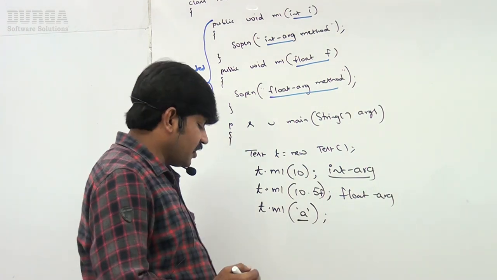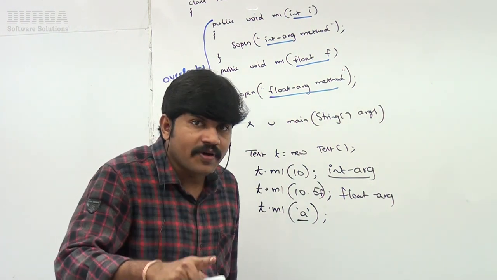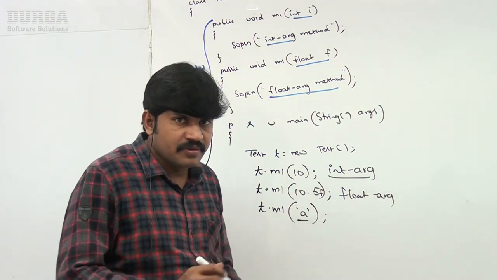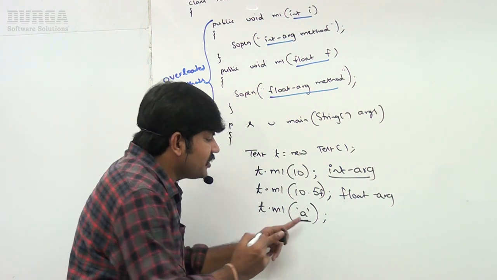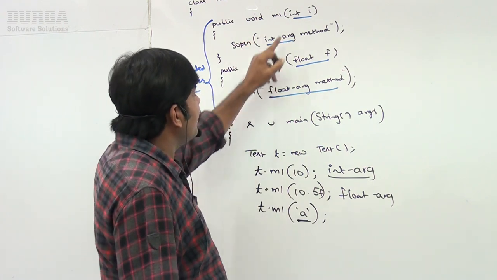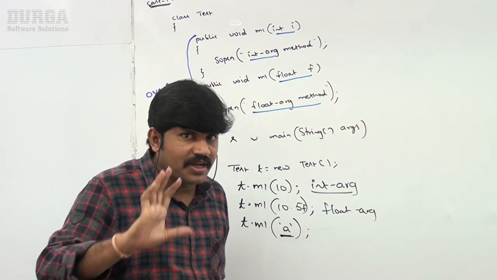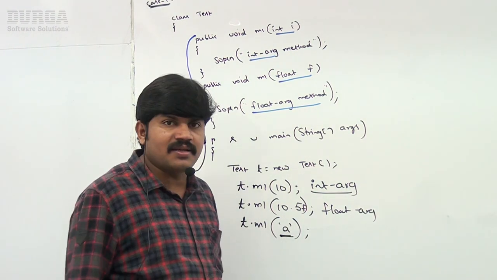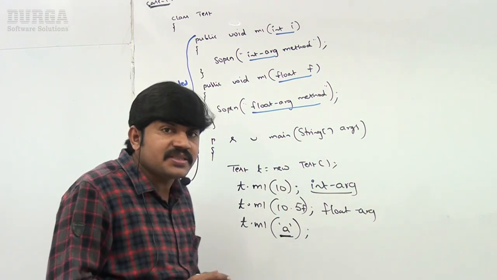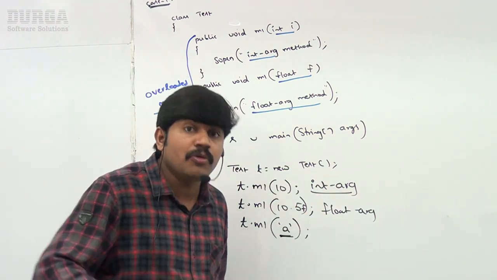Which method is going to get the chance? Very simple. In overloading, while performing overloaded method resolution, if an exact matched argument method is not available, you are passing char but there is no method with a char argument, the compiler immediately won't raise a compile time error. What will the compiler do? First, the compiler will promote this char type to the next type.